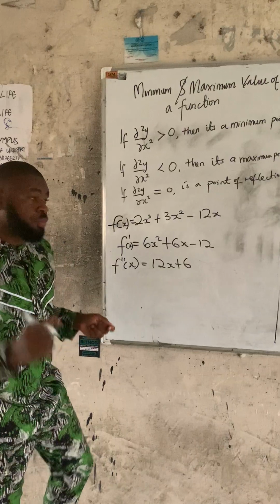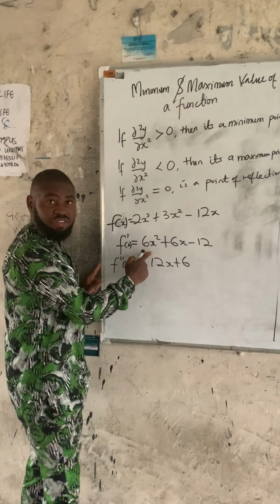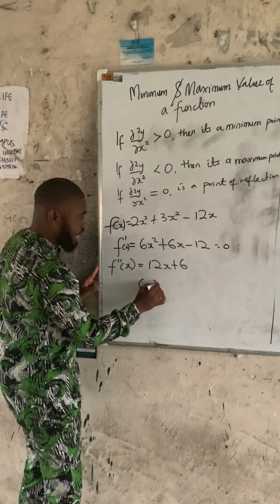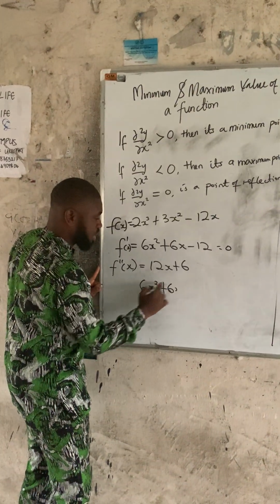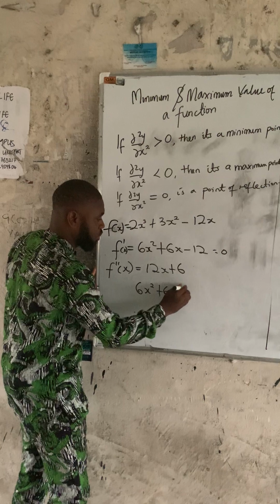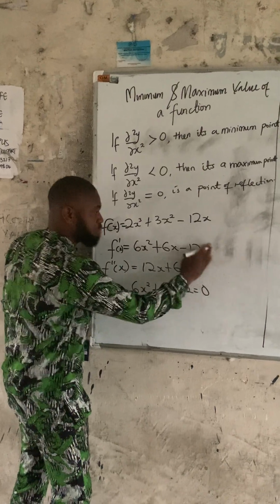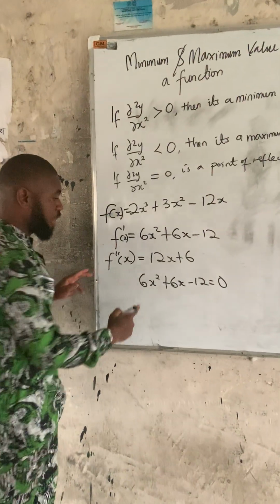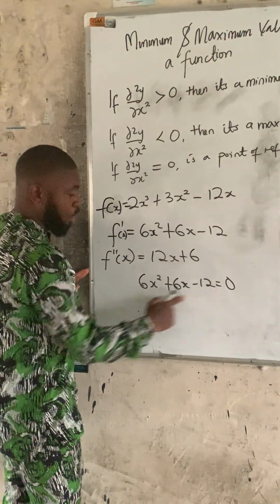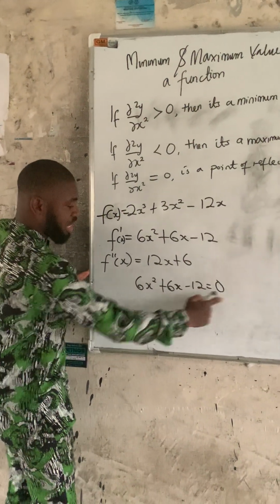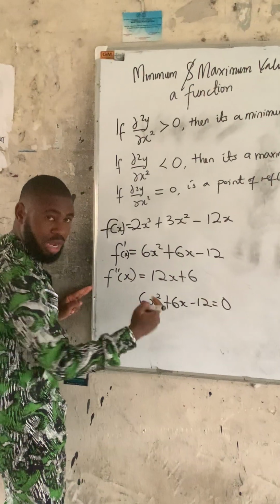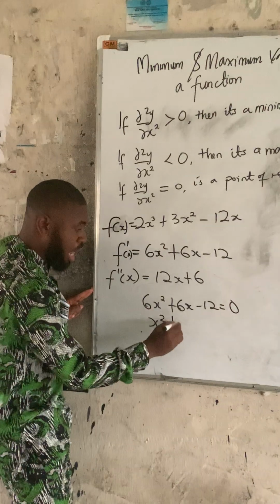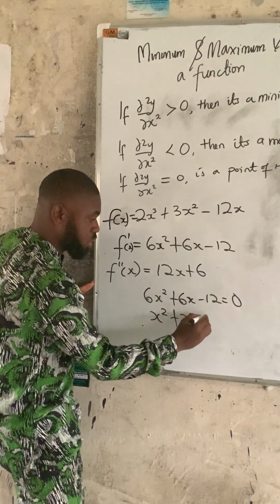Next, I will make my first derivative equal to 0, thereby having 6x squared plus 6x minus 12 equals 0. Then I will find what is common. I use factorization to do this, but before I start, I divide through by 6. Dividing, I'm left with x squared, I'm left with x, and I'm left with minus 2.